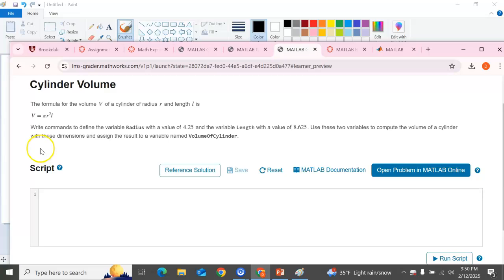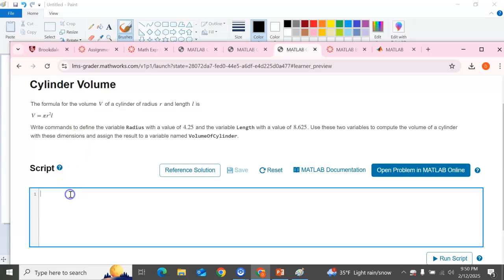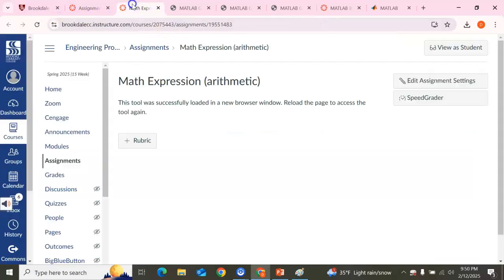Then we're going to use these two variables, and what we know is pi, which is a stored value, to get the volume. So you're going to have to establish radius equals 4.25, length equals 8.625. We don't have to define pi because pi is already pre-stored. Then you can do volume of cylinder equals pi r squared L. Okay, and those are the 3 assignments over here.